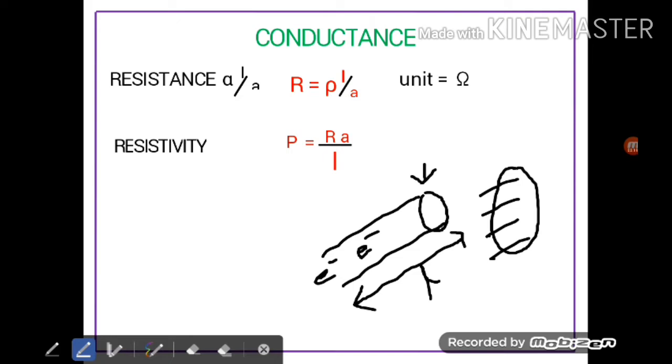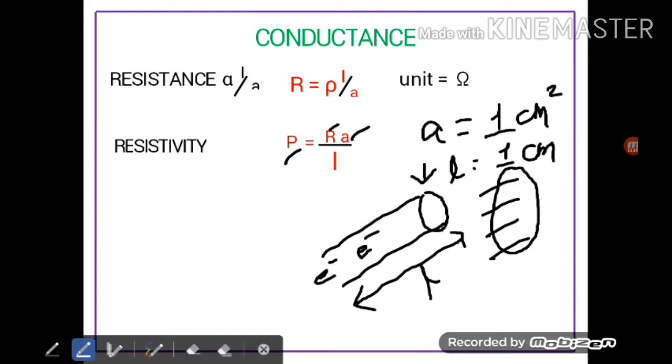That's why I told you. Now, resistivity: if the area of cross section A is equal to 1 centimeter square or meter square, and the length is equal to 1 centimeter, then in this condition the resistance is known as resistivity. So we can say resistivity is equal to the resistance when the area of cross section is 1 and the length is also unit.